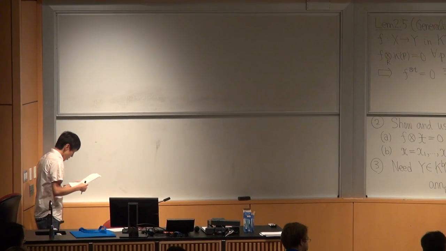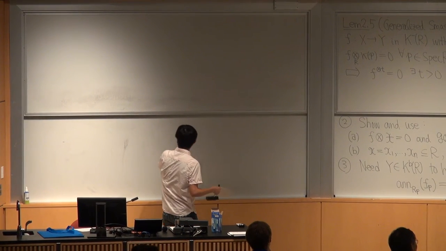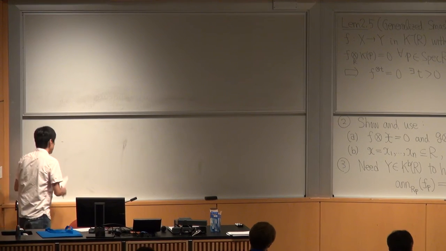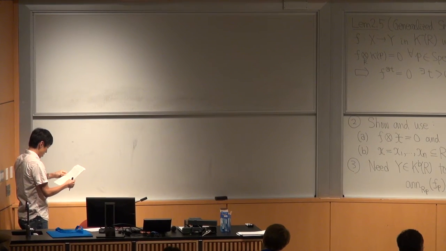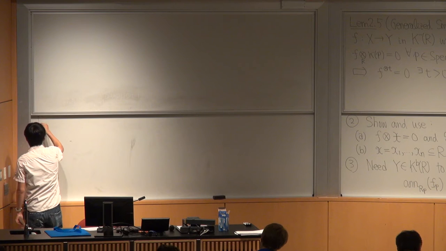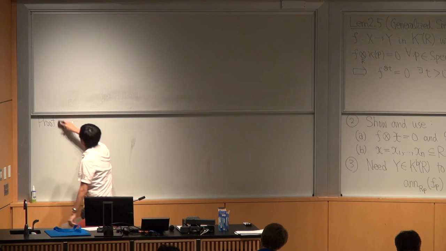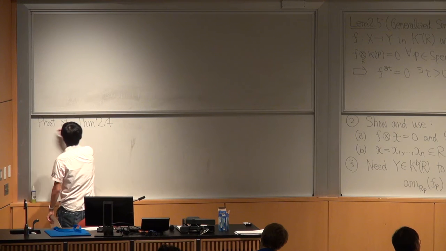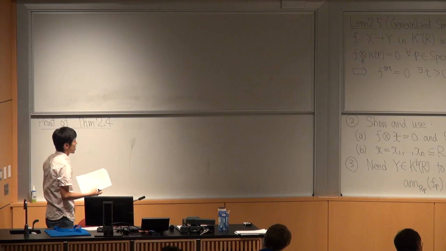Okay. Now we can prove our first main result, which has already disappeared here, theorem 2.4. Yes, let me give the proof. Now it's really very easy. Proof of 2.4: the one-to-one correspondence between co-compactly generated ideals and specialization closed subsets.